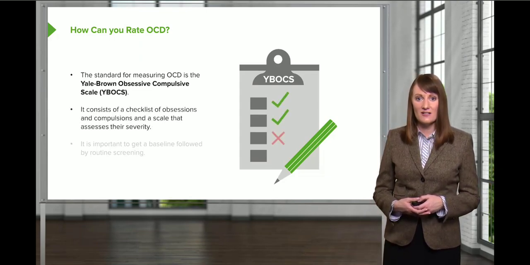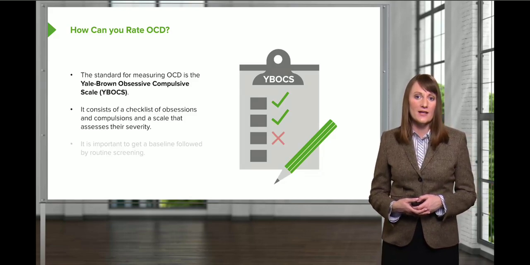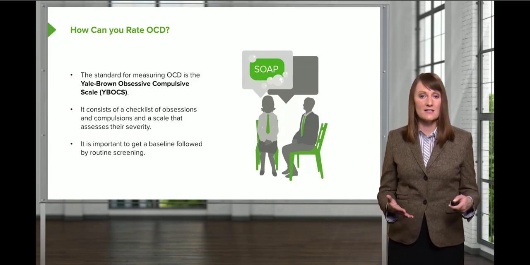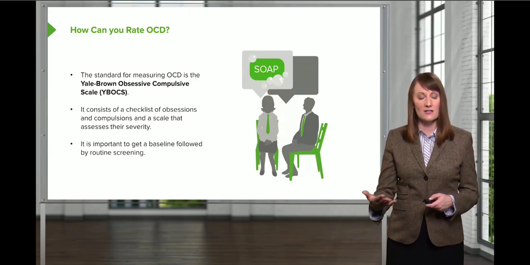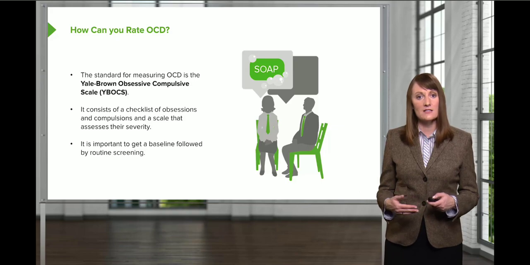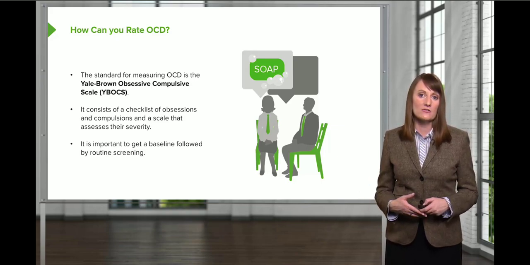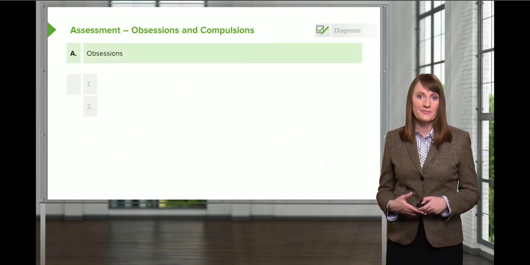It consists of a checklist of obsessions and compulsions and a scale that will actually rate and assess the severity. And it's really important to get a baseline, and then after the patient has undergone treatment for their OCD, to repeat the Y-BOCS. That way you have a measurable tool to see how much their symptoms have changed.